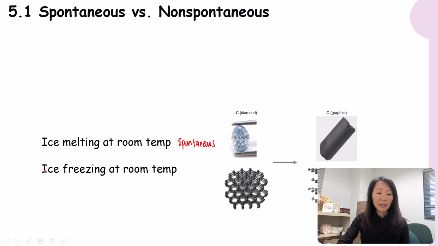Now, how about ice freezing at room temperature? Have you ever seen that? No. It's going to take some kind of work in order for that to occur. It doesn't happen naturally, but we can somehow manipulate it so that it can potentially happen. Therefore, since some kind of work needs to be done for this process to occur, this would be considered a non-spontaneous process.